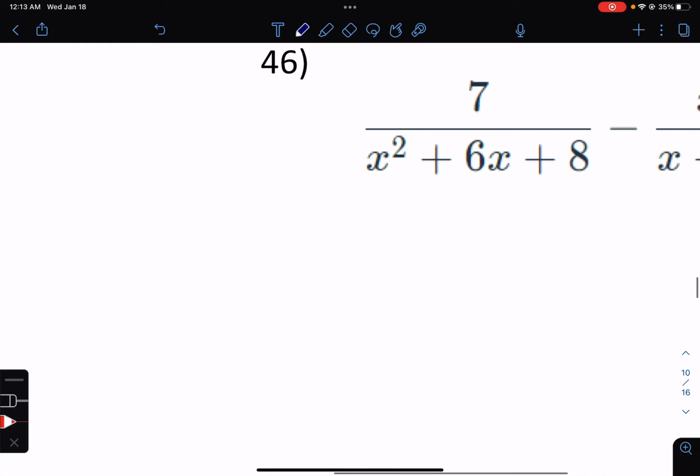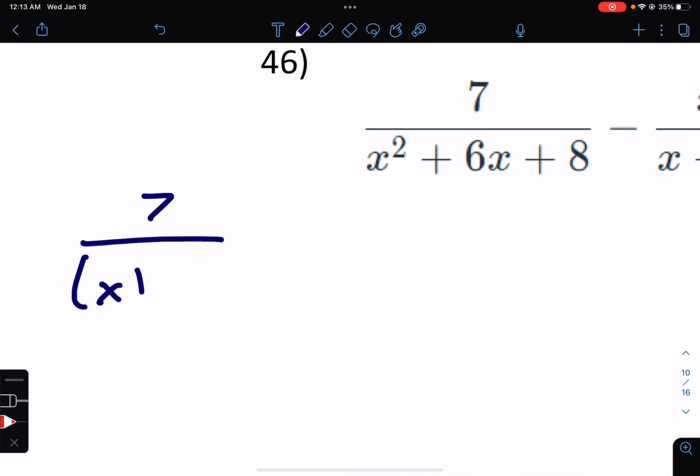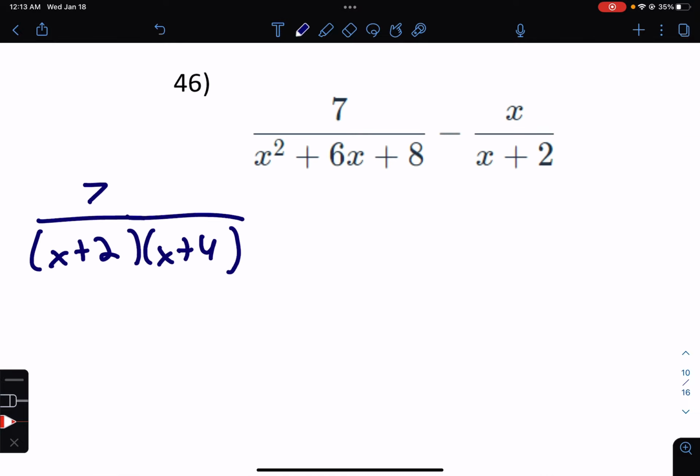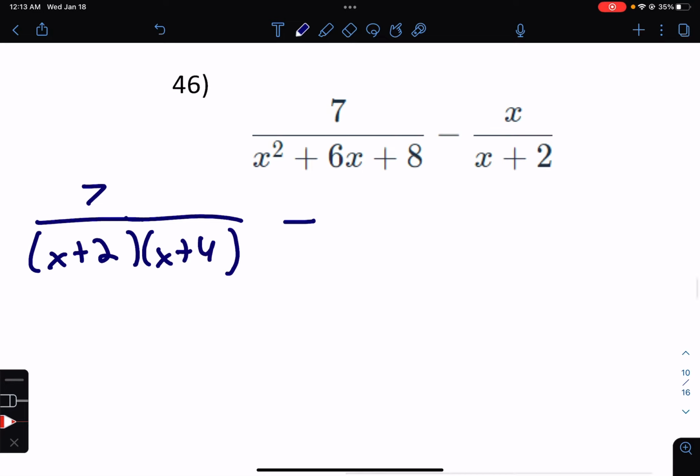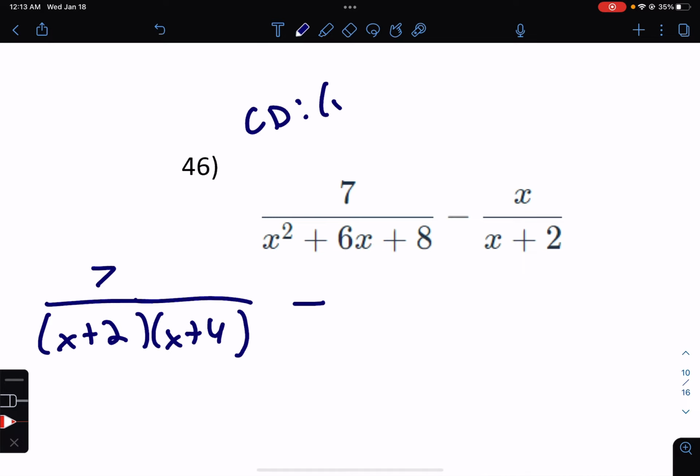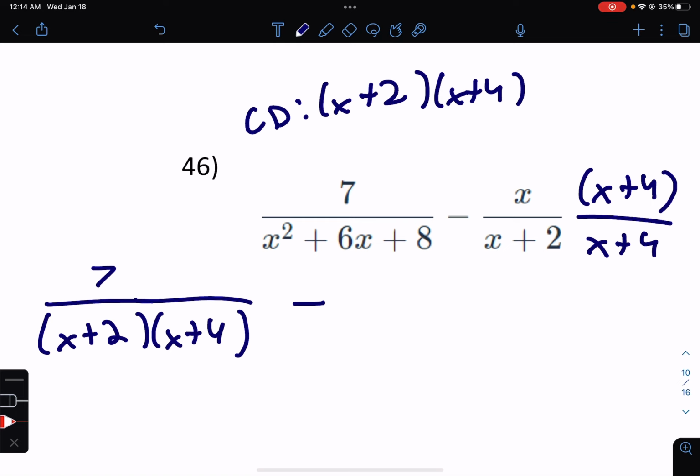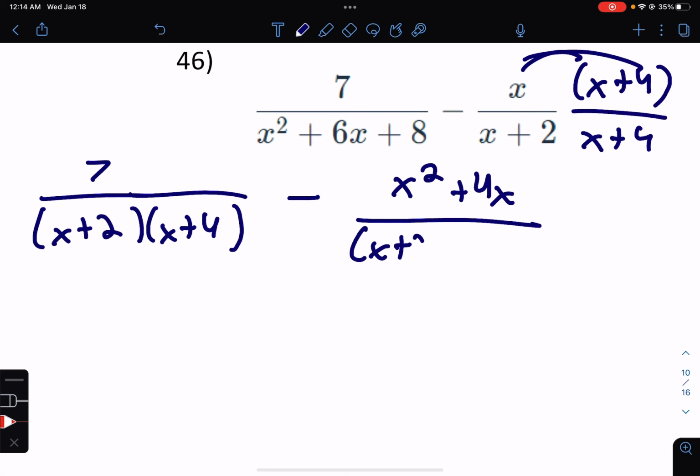So we've got this first one, which we have to factor. We get x plus 2, x plus 4. Factoring is not going to go away, so make sure you guys feel good with that, all right? Practice it if you need to. So looking at this, our common denominator is going to be x plus 2, x plus 4. So this guy here is going to need an x plus 4. So we distribute and we get x squared plus 4x all over x plus 2, x plus 4.